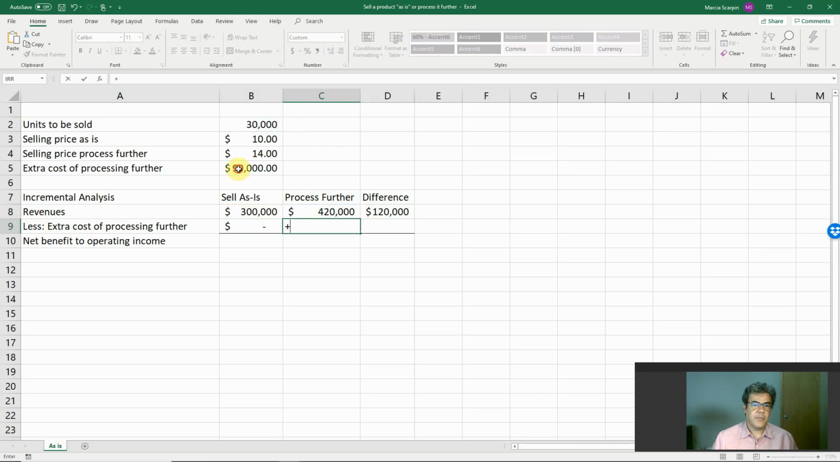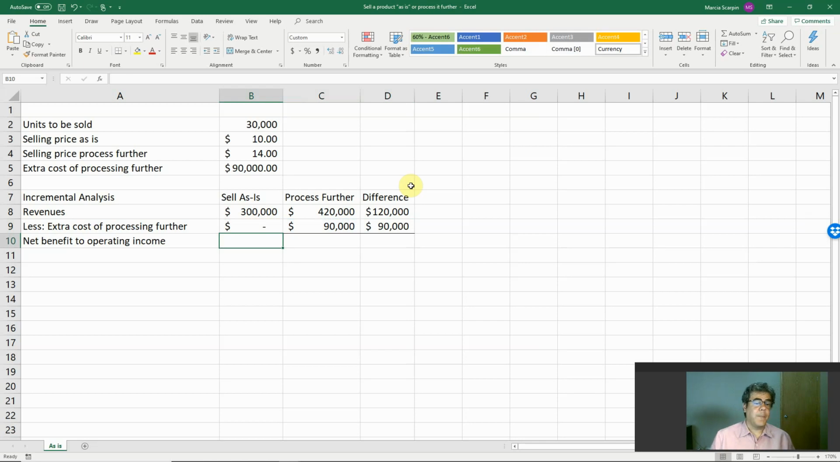Extra cost. Sell as is, no extra cost. Process further, $90,000. Why we don't use the other costs? Because they will be the same, so they will be irrelevant for our decision. And our difference will be 90 less 0, 90.